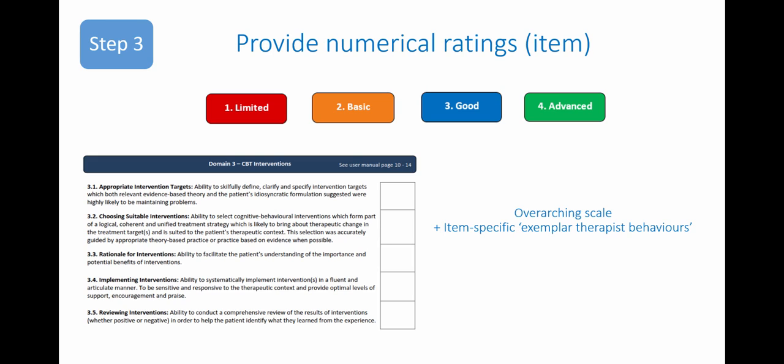So now that you've watched the session recording or listened to the session recording, and made some notes, you're now ready for step 3, which is providing numerical ratings. For each item, you need to provide a numerical rating ranging from 1 to 4. 1 indicates limited performance, 2 indicates basic performance, 3 indicates good performance, and 4 indicates advanced performance. You can assign either 1, 2, 3 or 4, or if you think the therapist falls between 2 descriptors, you can select a half mark, so 1.5, 2.5 or 3.5.